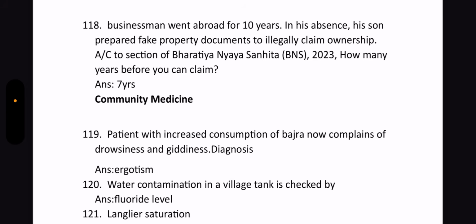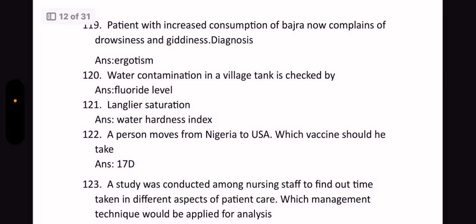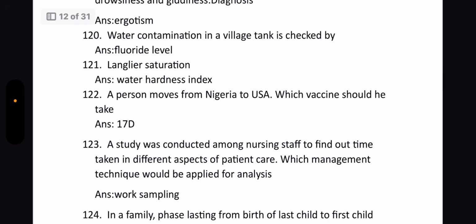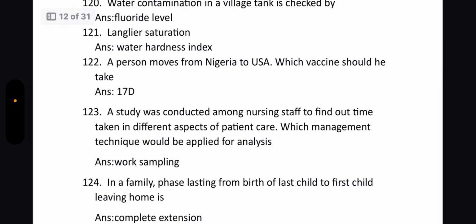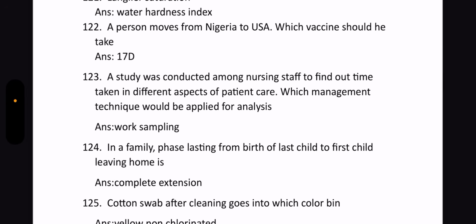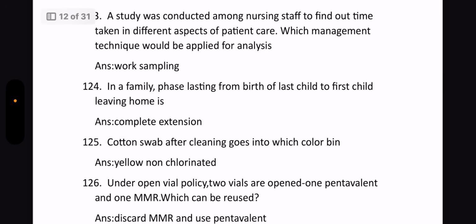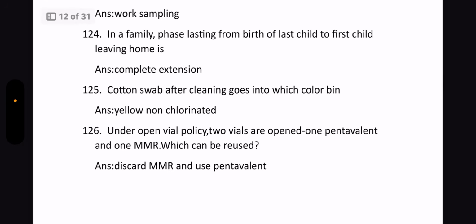Next one, community medicine. Patient with increased consumption of bajra now complains of drowsiness and giddiness. Diagnosis is ergotism. Contamination in wells is checked by fluoride level, Langelier saturation index, water hardness index. Person moves from Nigeria to USA. Which vaccine should he take? 17D. A study was conducted among nursing staff to find out the time taken in different aspects of patient care. Management technique that would be applied for analysis: work sampling.